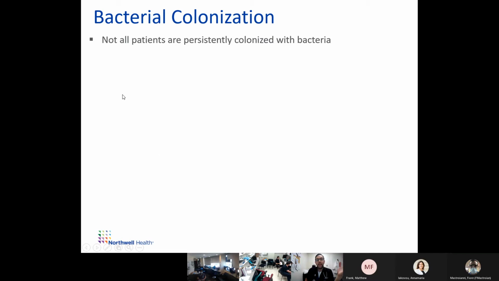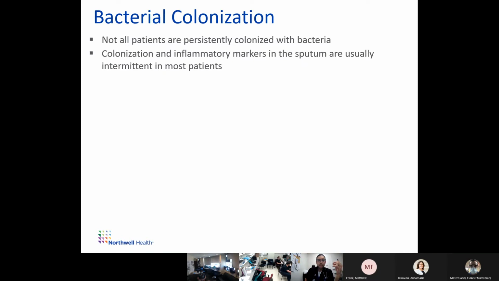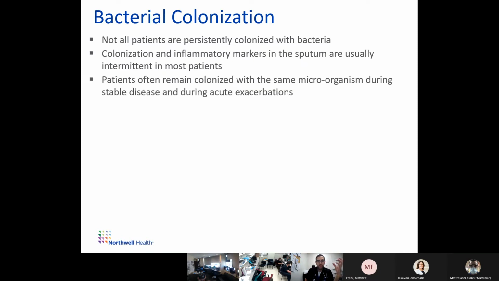So then we know that these airways are colonized with bacteria, but we have to realize not all patients are persistently colonized with bacteria. And a lot of times they're intermittent in many patients. Very interesting to note, and this is important for managing these patients, is that patients often remain colonized with the same bugs during stable disease and during acute exacerbation. So if you have somebody with bronchiectasis who has known colonization with MSSA or with a certain strain of Pseudomonas, it's important to know that so that when they do develop an exacerbation, you can modify their antibacterial therapy to what they're known to be colonized with. Of course, doing serial sputum cultures to monitor, because you always want to titrate your antibiotic regimen appropriately.